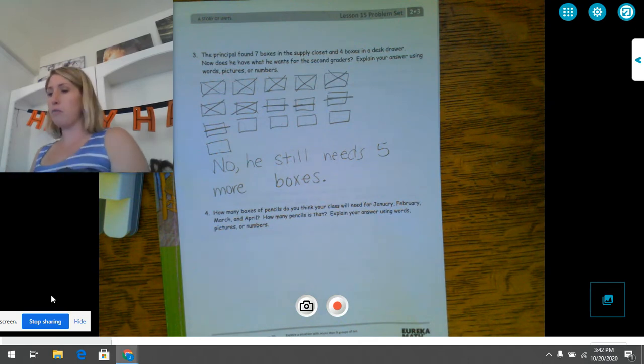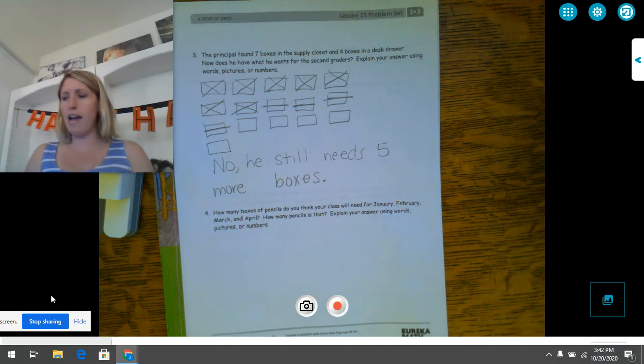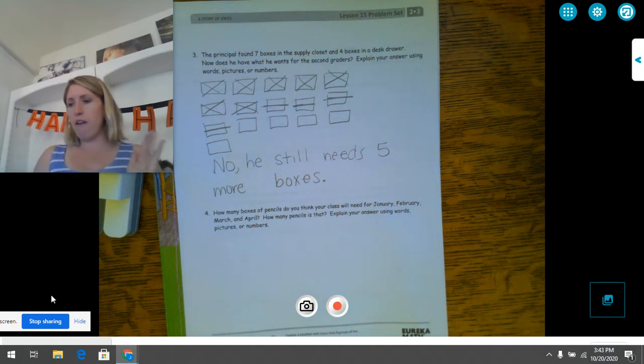Okay, and the last one for the problem set, how many boxes of pencils do you think your class will need for January, February, March, and April. How many pencils is that? Explain your answers using words, pictures, or numbers.